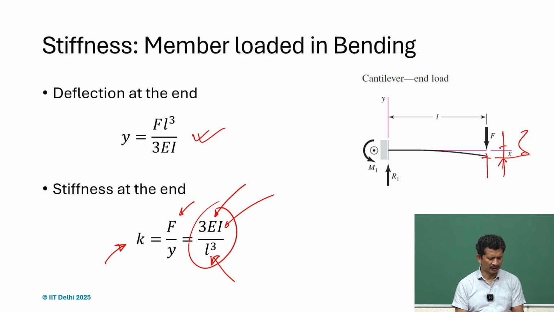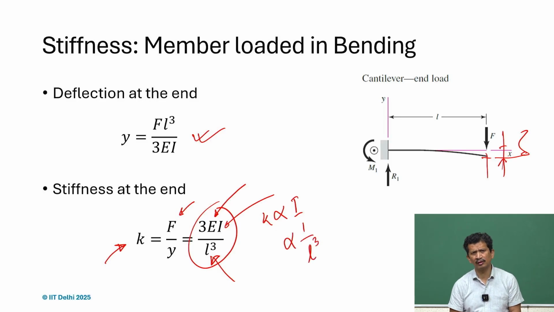So, what we realize is that k varies linearly with respect to I, but length is to the power of 3. Even a small change in the length will make a huge difference, and we have to be very careful when we are trying to design things for stiffness, whether it is for high stiffness or low stiffness. Accordingly, we have to check these parameters.